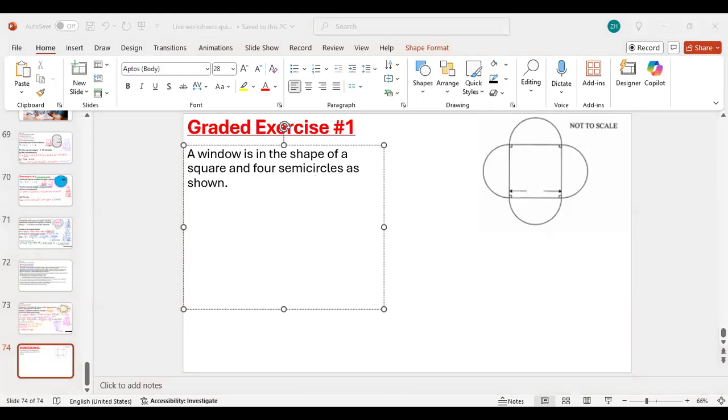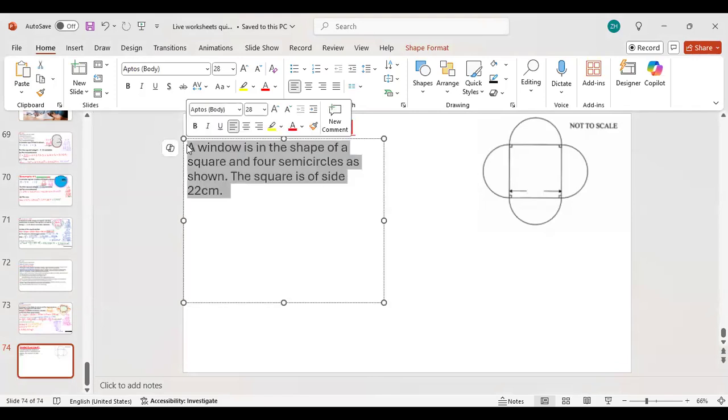The square is of side 22 centimeters. The square is of side 22 centimeters.